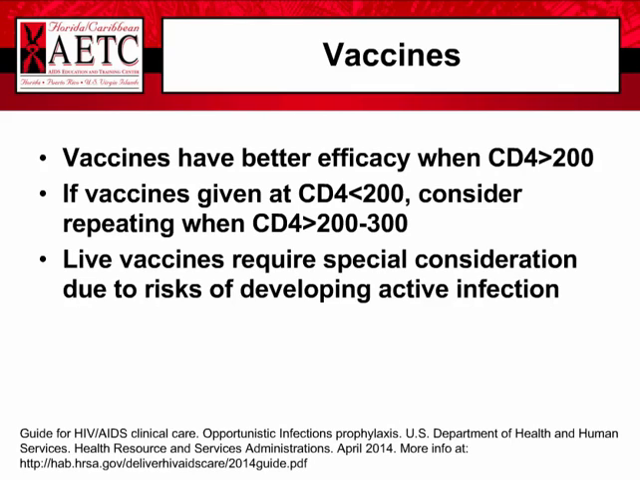Vaccines in general have a better efficacy when the CD4 count is above 200. However, if you're giving them when the CD4 count is less than 200, you may want to consider repeating the vaccine when their CD4 count rises appropriately, or even checking antibody titers to make sure they've had a complete response. Live vaccines really require special consideration because there are certain risks of developing active infection, and that's something that we're going to talk about a bit more as well.